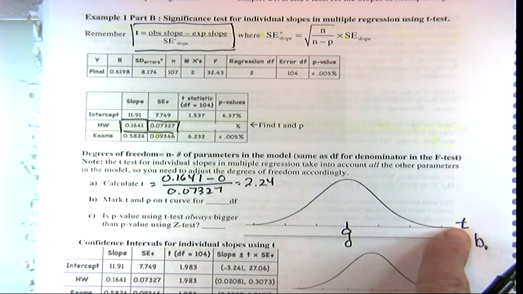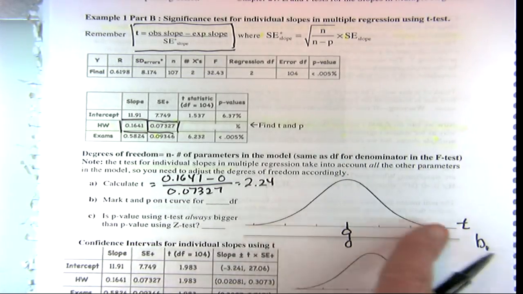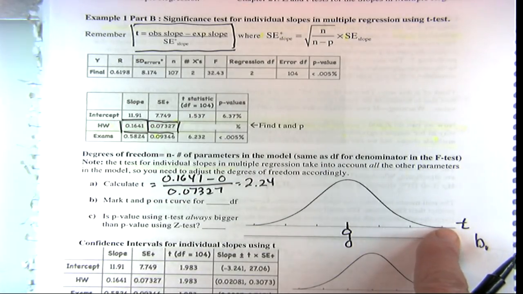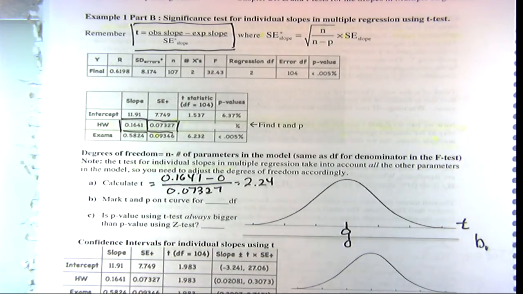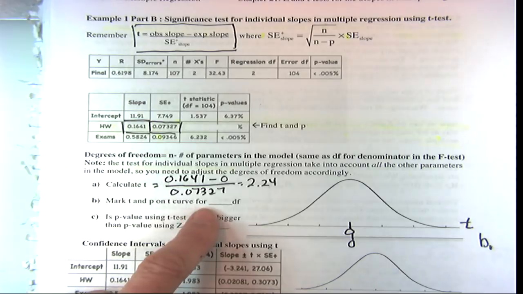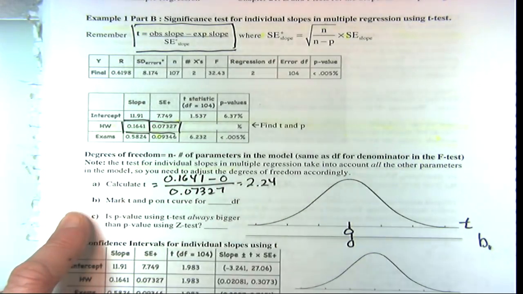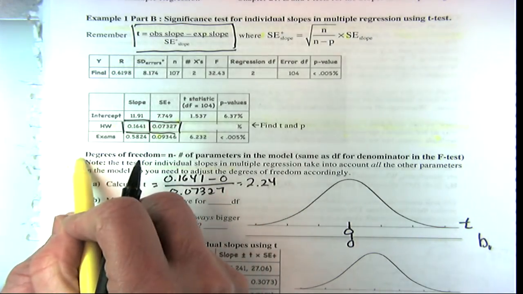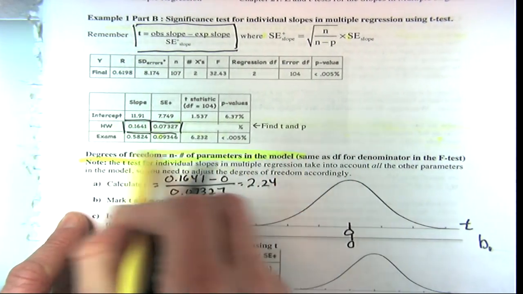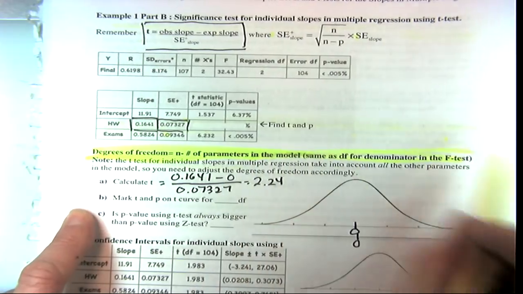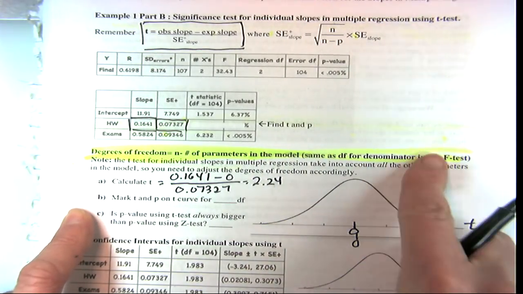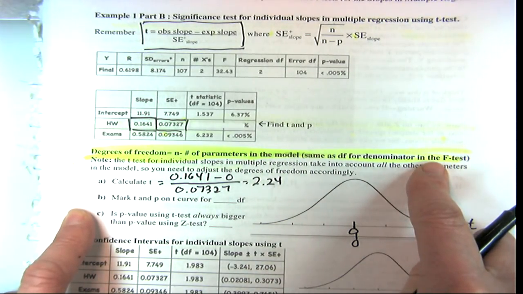So the degrees of freedom depend on your sample size. With bigger samples, this converges to a z distribution, to a normal distribution. All right? So what are degrees of freedom? Let's highlight it. The degrees of freedom are n minus the number of parameters in the model. It's the same as the degrees of freedom for the denominator in the f-test.